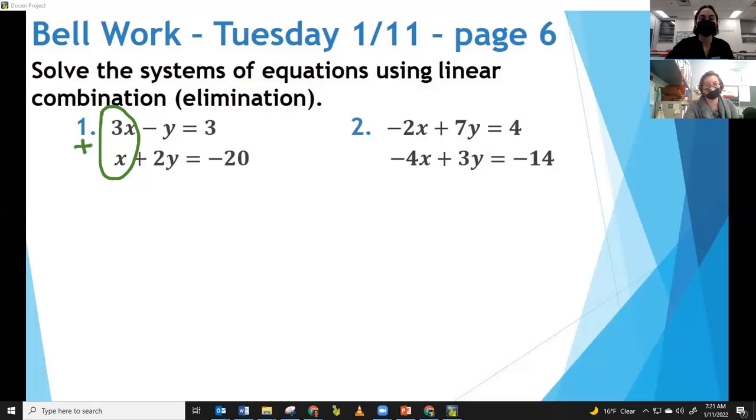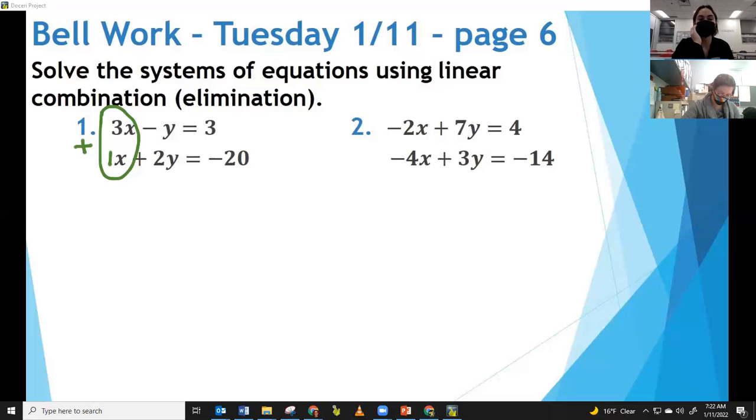Thank you, Alex. Yeah, if I add those two together, what will I get? 3x plus x. What would 3x plus x give me? Remember, if you don't see a coefficient in front of a variable, it's an invisible 1 there. So what would I get if I added 3x and 1x together? Absolutely correct, Genesis. I would get 4x.